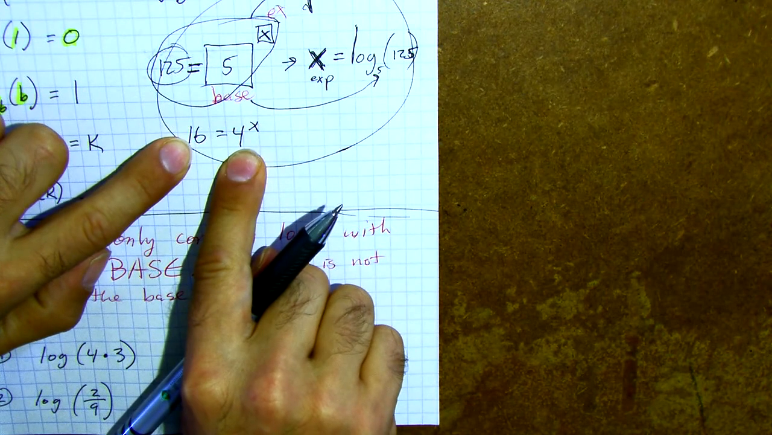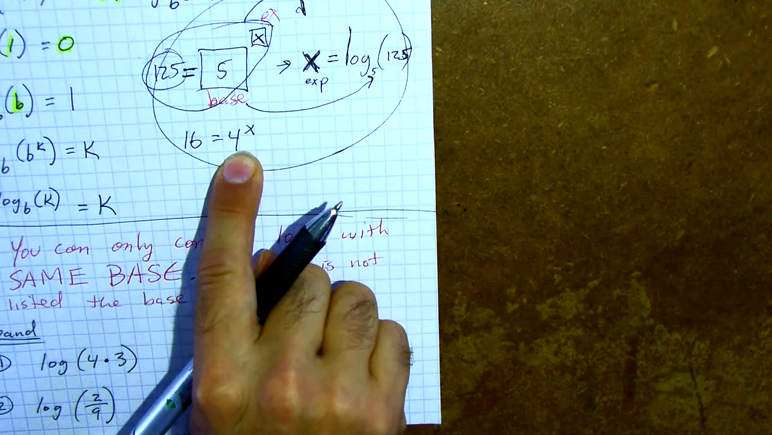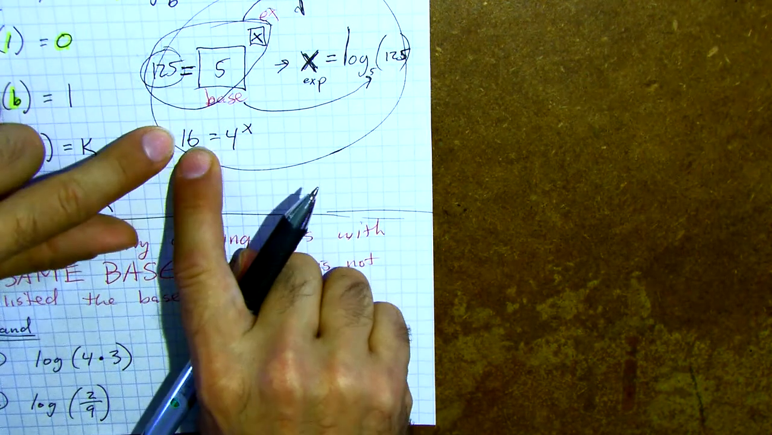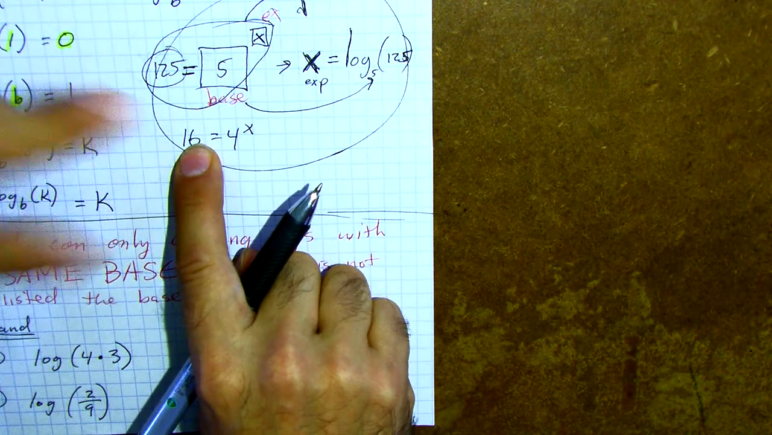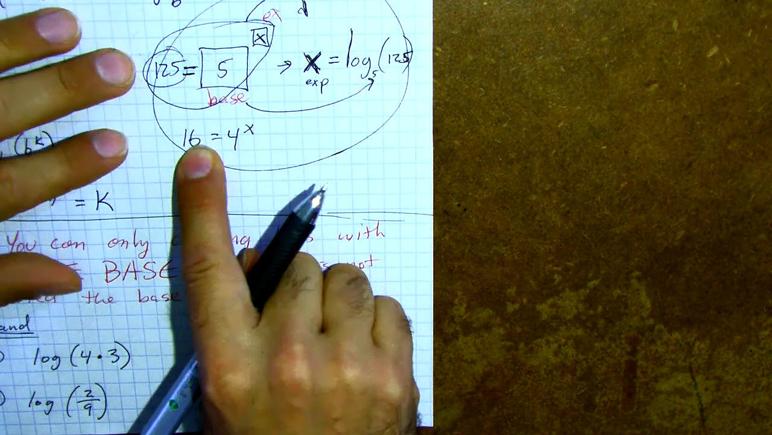4 what? Gives you 16? Alicia knows. 4 squared, right? 4 times 4. 4 squared gives you 16. Okay. But if we didn't know that, if this was like 3016, I mean, I can go forever and figure that out by just multiplying, but you don't need to.